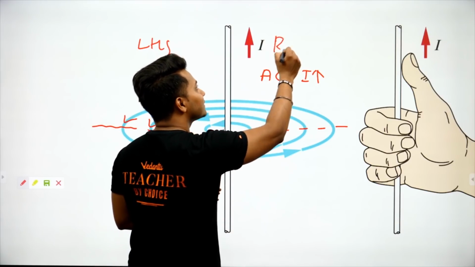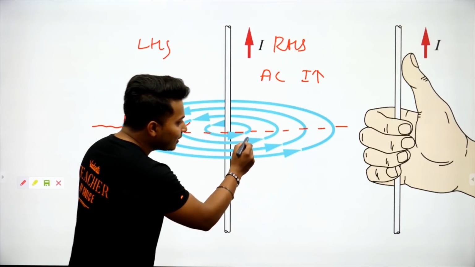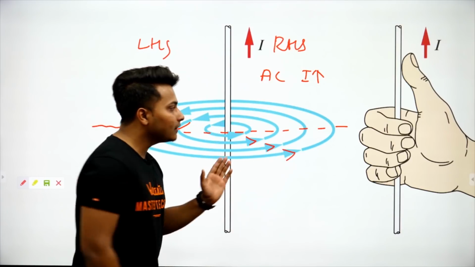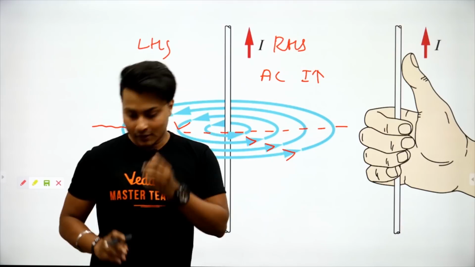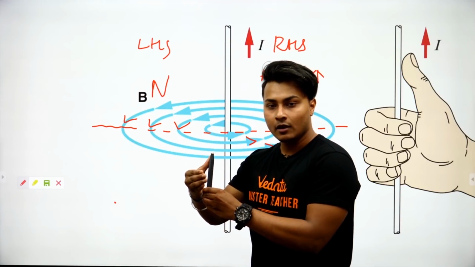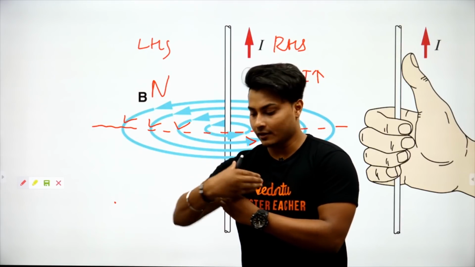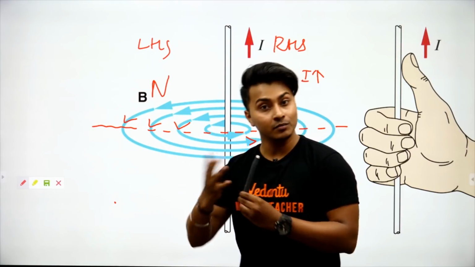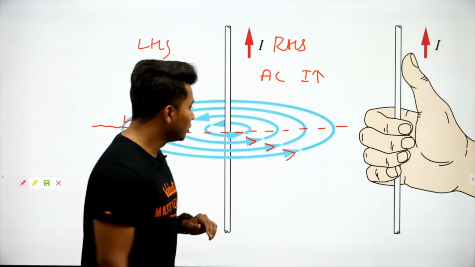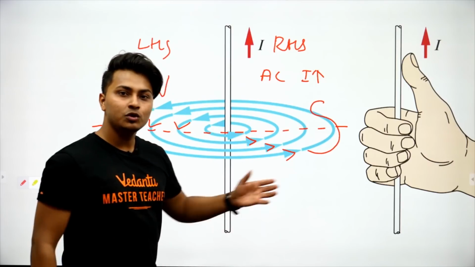Now if I name this side as RHS, you guys are smart enough, look at it very carefully. All the magnetic field lines are going inside the screen. Similarly, let's do it with our hand itself. It came out from the left hand side, but it goes inside from the right hand side, isn't it? The magnetic field is going inside from the right hand side by using the right hand thumb rule. So we can imagine that this entire side is south pole.